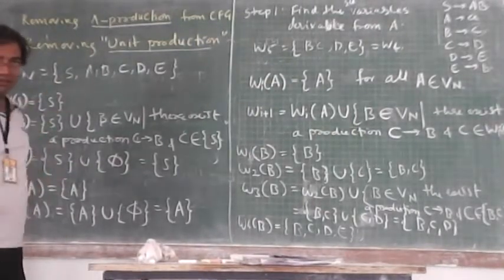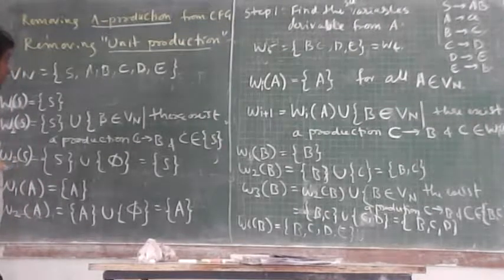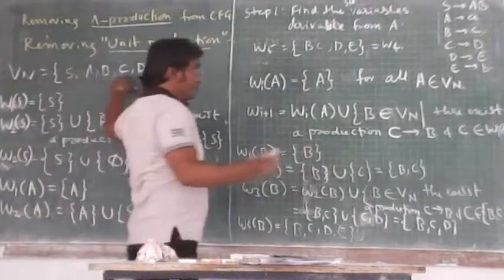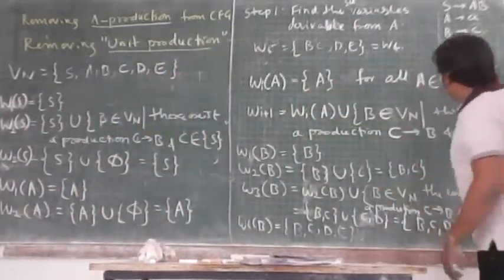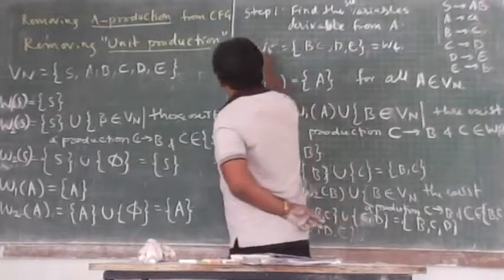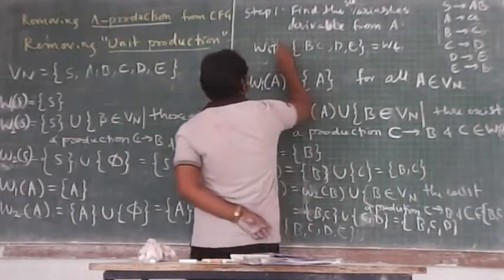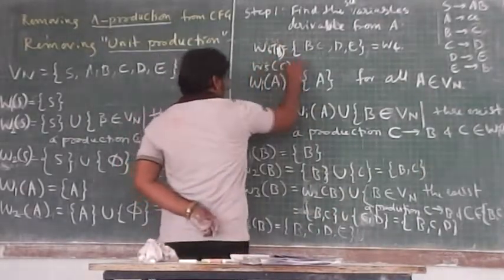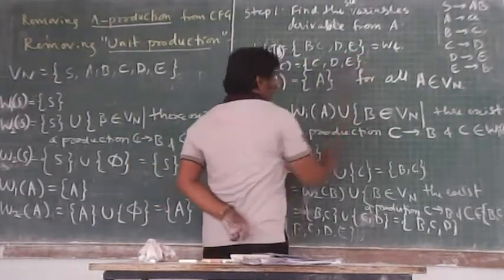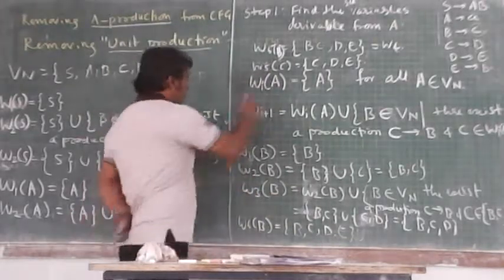This way you go for calculating W for C. In that case, what will we get? For B, what did we get? B, C, D, E, okay? For C, what will we get? C, D, E. For C, so W5 this is for B. W5 for C is what? C, D, E. Okay?